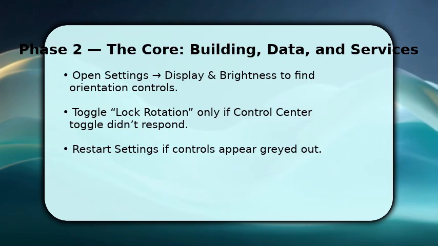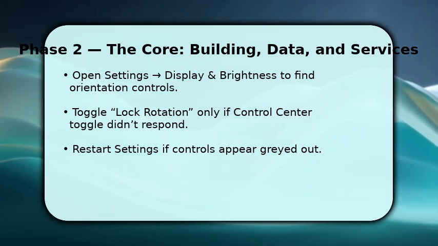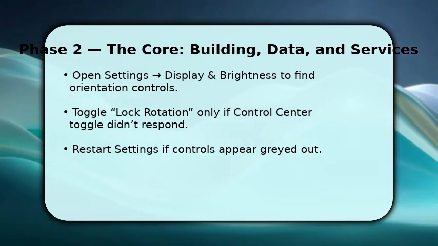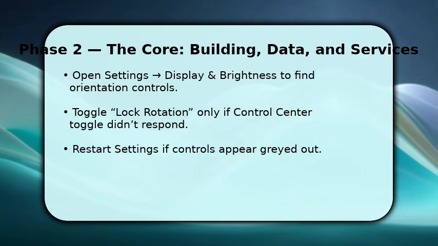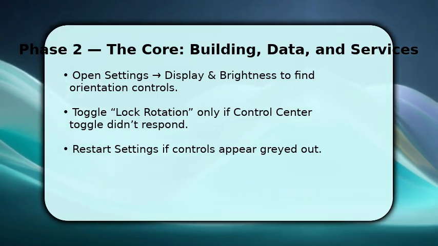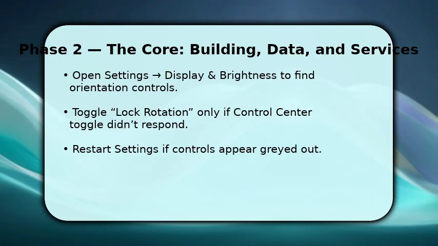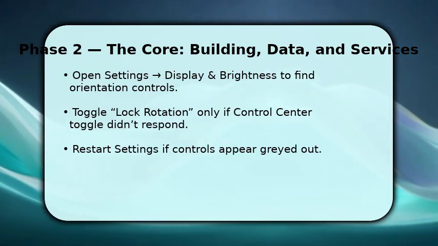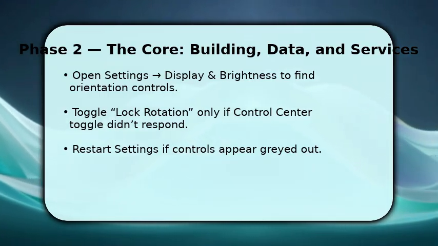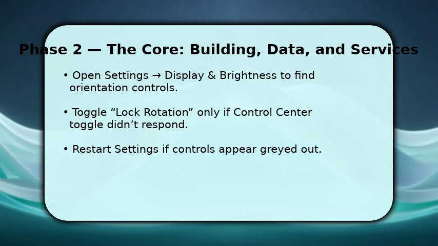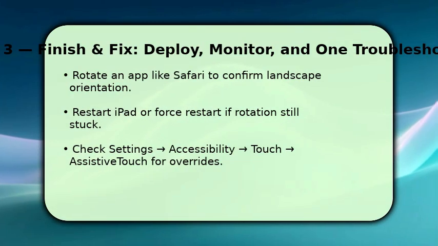This targets persistent settings. If the control is grayed out, force close Settings and reopen because temporary glitches can hide the toggle. Make sure an installed profile isn't blocking it. Now finish by toggling the icon back in Control Center, then open an app such as Safari to verify it rotates into landscape. If rotation remains stuck, restart the iPad.